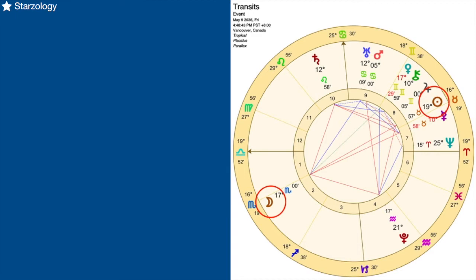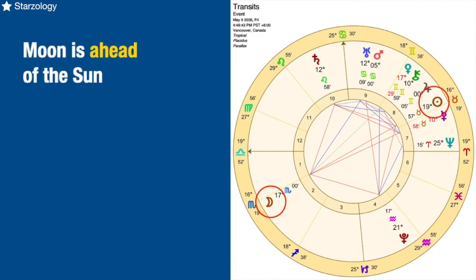Let's have another example here. Same chart, we've got the sun and the moon. So in this case, the moon is ahead of the sun because it has not perfected to the full moon.